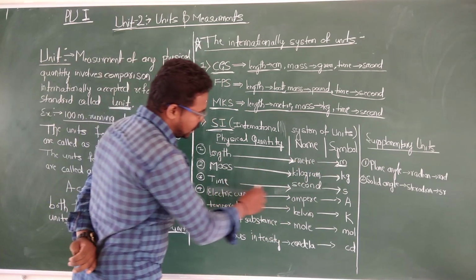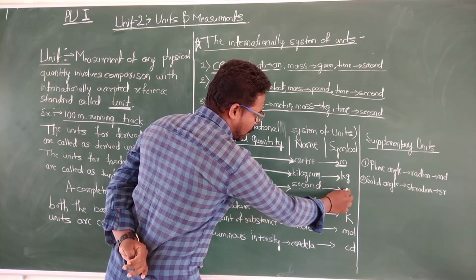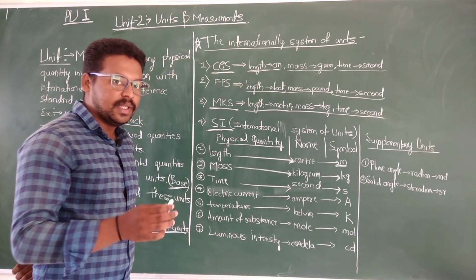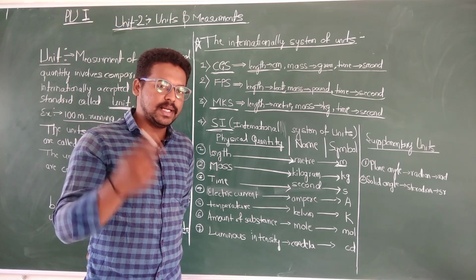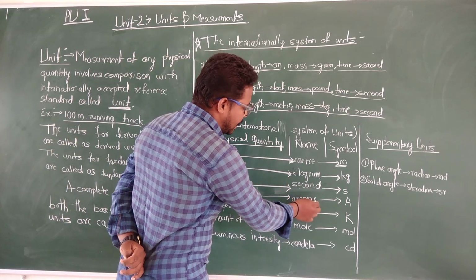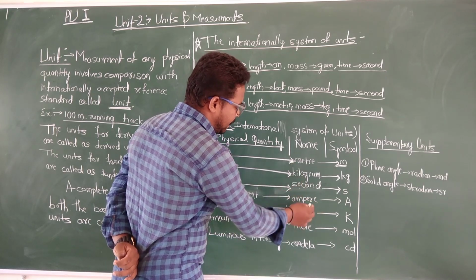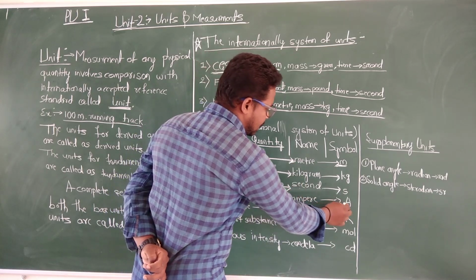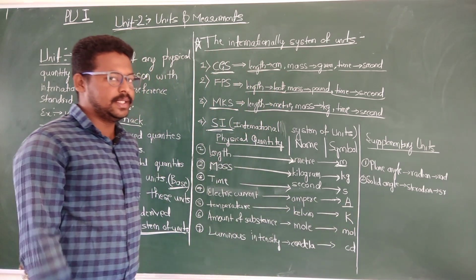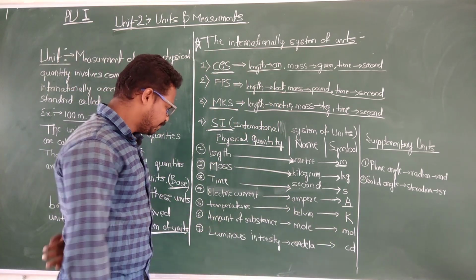Time is measured in second, indicated by small s. Electric current, which we use in wires, has the unit ampere in the SI system, and that is indicated as capital A. So remember, ampere is indicated as capital A.